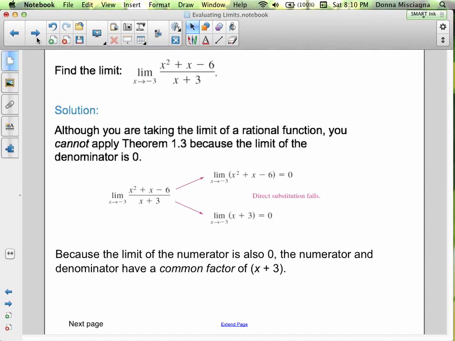Right, so we want to find the limit. So here, this would be the way to write that. This would be appropriate, where we have these arrows: the numerator is going to, the denominator is going to. Everyone will be happy with that.